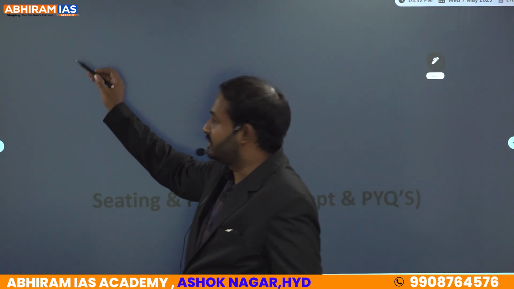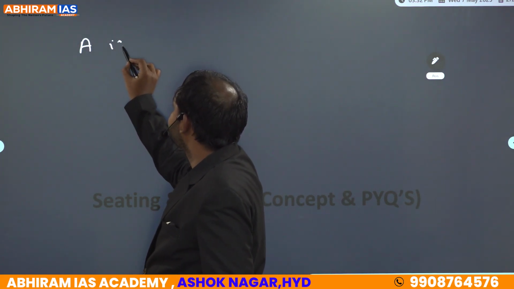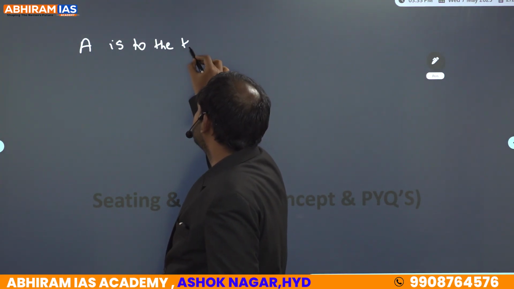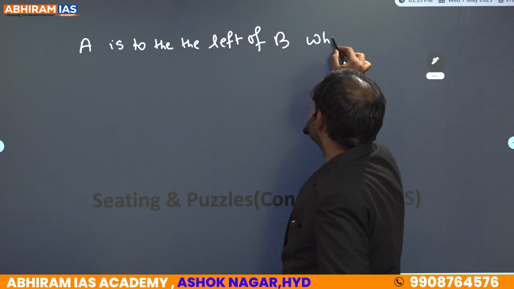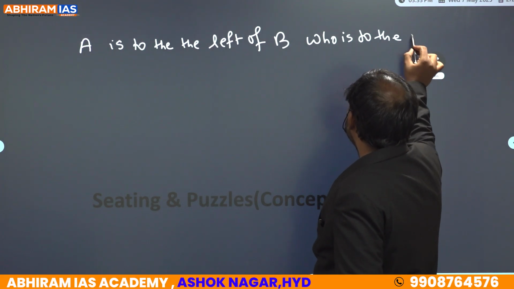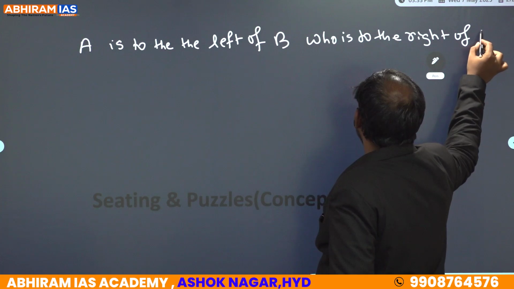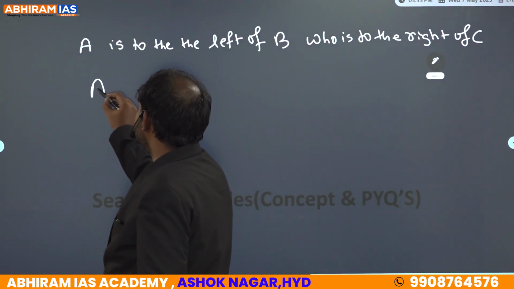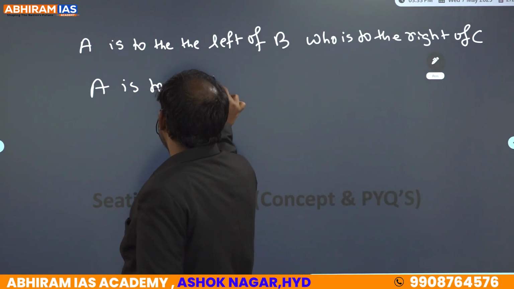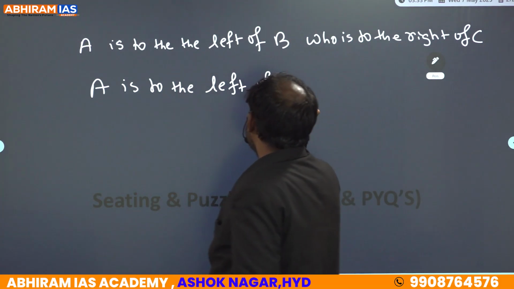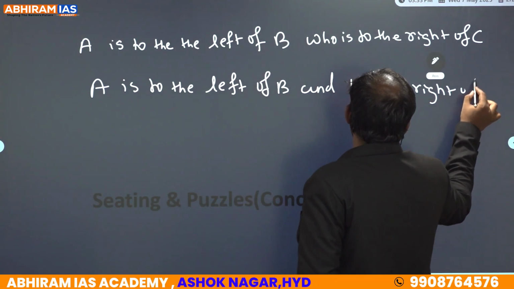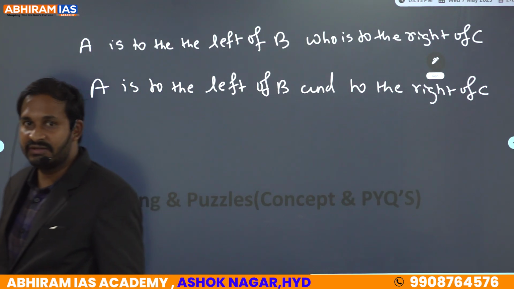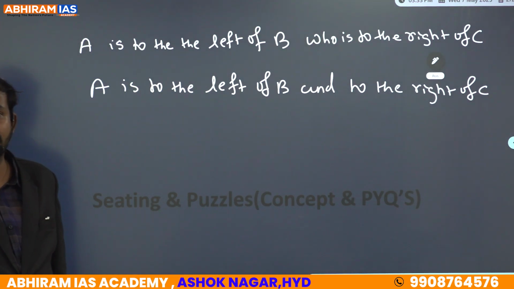Before going to these things, we will discuss 2 statements. A is to the left of B, who is to the right of C. This is one statement. Next one is A is to the left of B and to the right of C. Now see here, what is the difference between these 2 statements? We should know the difference between these 2 statements.